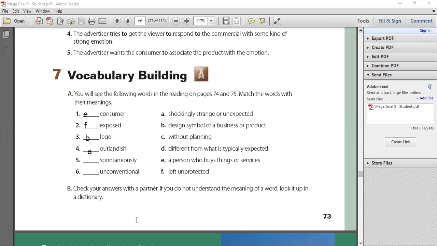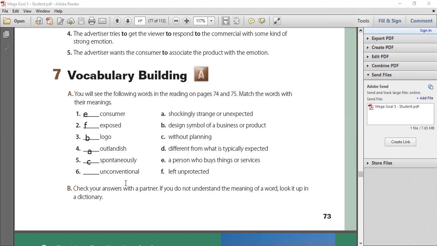Spontaneously, it's going to be without planning. Yes, without planning. And in Arabic, do you know the meaning of that? بدون تخطيط. Somehow, but when someone does something spontaneously, he is what? Just reacting the way, يعني بعفوية. Yes.